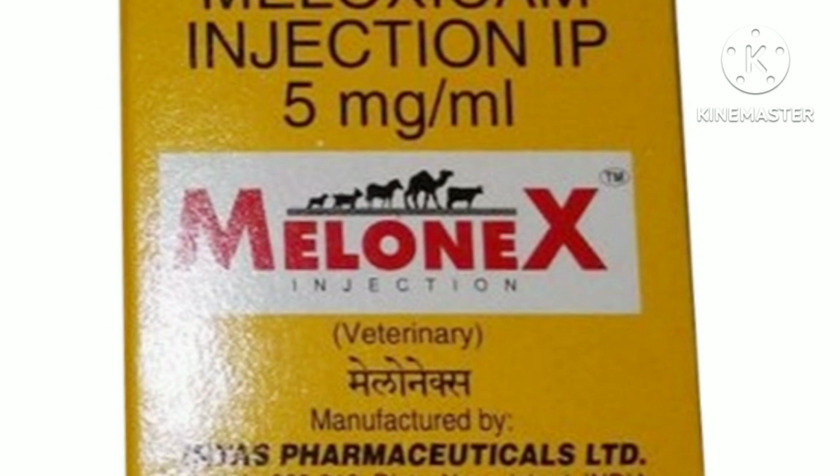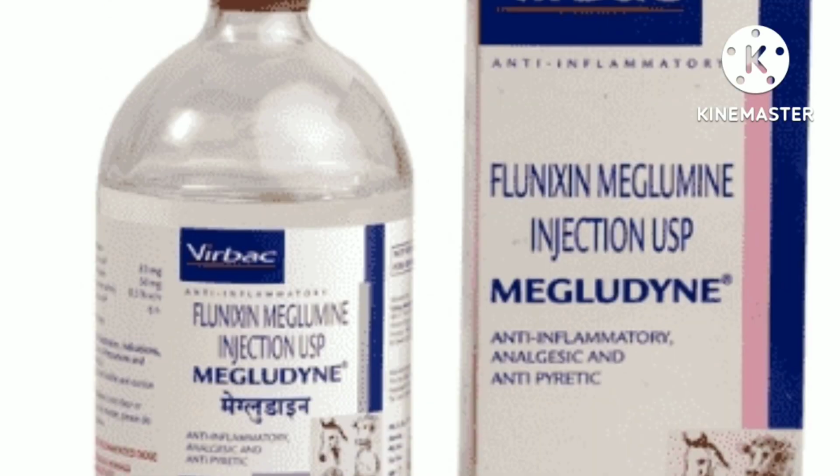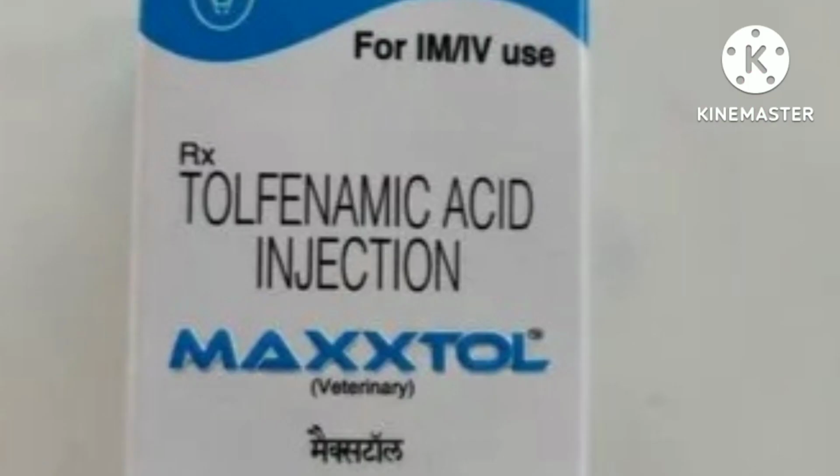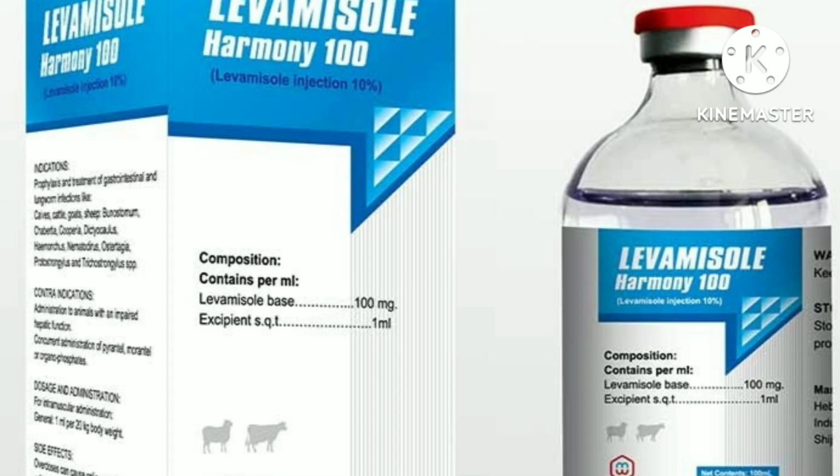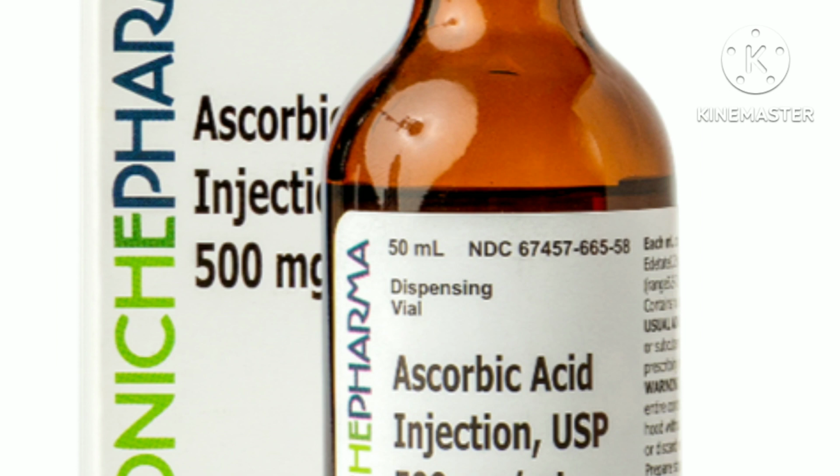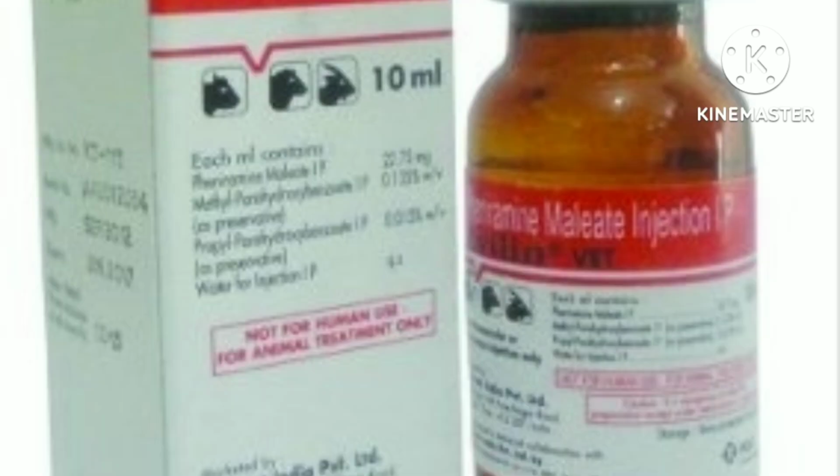There are different products available in the market. Out of that, we generally use meloxicam, flunixin, meglumine, tolfenamic acid. Next, we have to improve the immunity of the animal, so we can use vitamin C and levamisole to increase the immunity. To prevent the release of histamine, we generally use one course of antihistaminic.